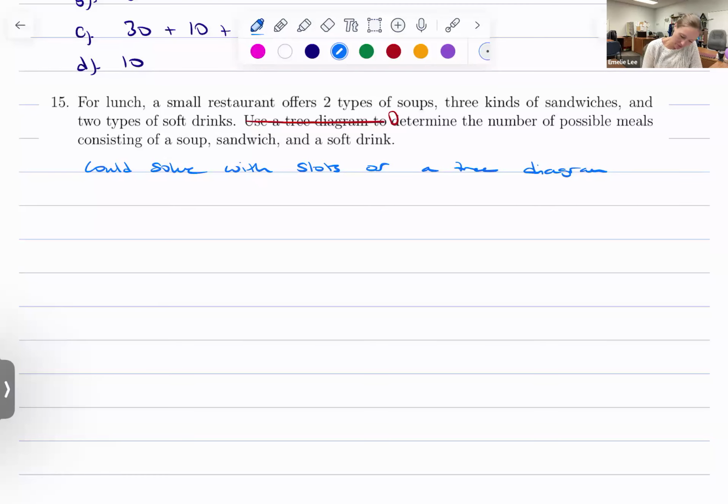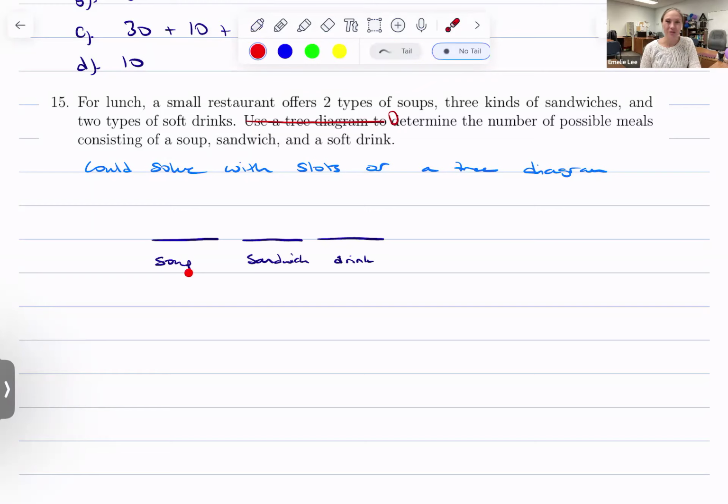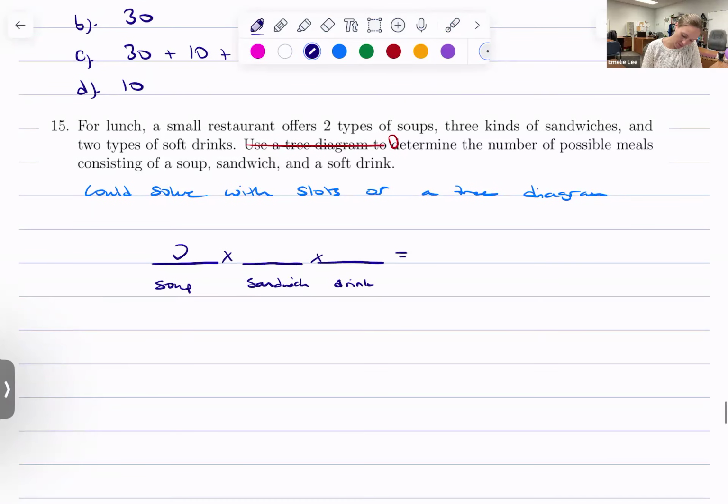What would the slots look like? The slots would look like this. You have a soup, you have a sandwich, and you have a soft drink. You have a soup and a sandwich and a drink, meaning you multiply. Whenever you use the slots, though, you will be multiplying. You have 2 types of soup, 3 kinds of sandwiches, and 2 types of soft drinks. So 2 times 3 times 2 puts me at 12.